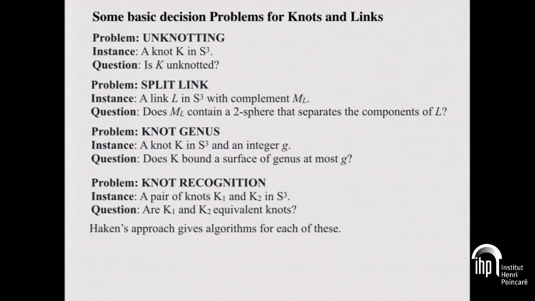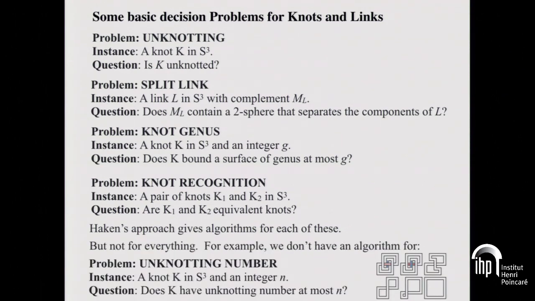And Haken's theorem, and I'll at least show you enough about Haken's theorem to prove the first two over the next couple of days, will answer all four of these problems. So these can all be algorithmically decided. And this was very much up in the air until Haken gave this solution. Not everything has an algorithm, though. You shouldn't think that every question about knots admits an algorithmic solution. So one still open question is whether there's an algorithm to compute the unknotting number of a knot.